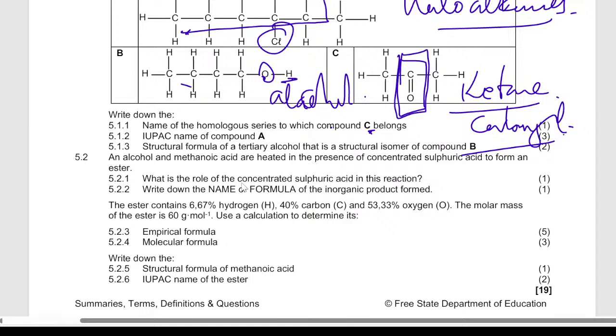We go to the next one. They are saying, write the structural formula of the IUPAC name of compound A. What did you write?